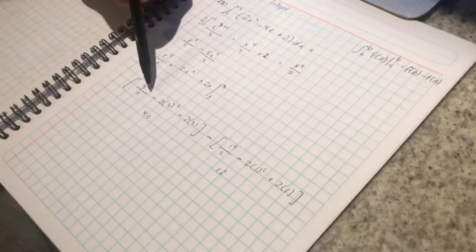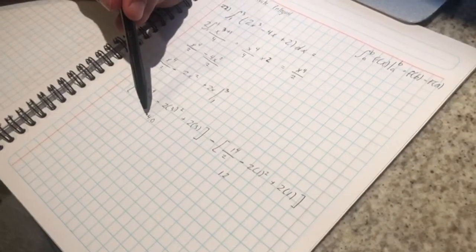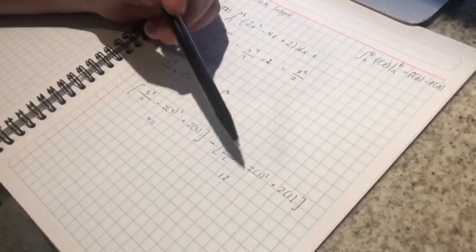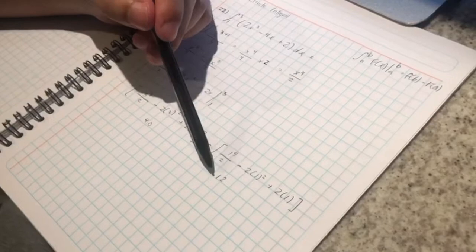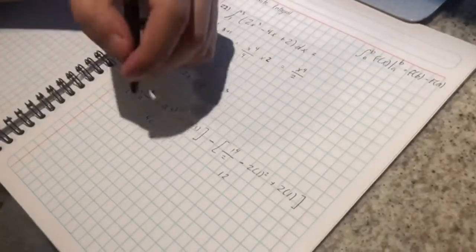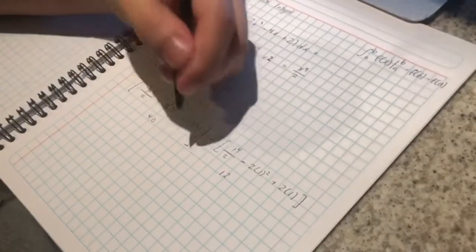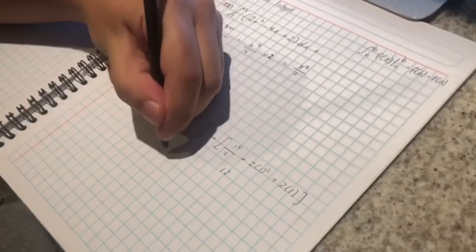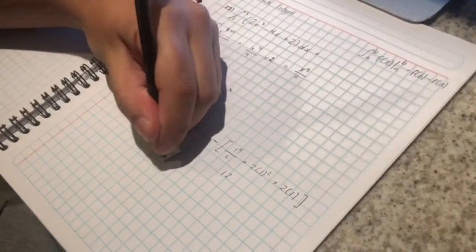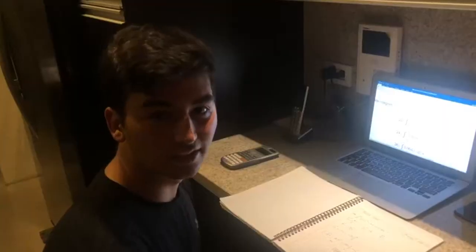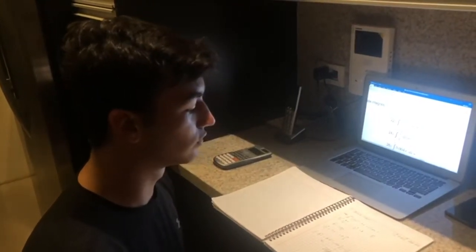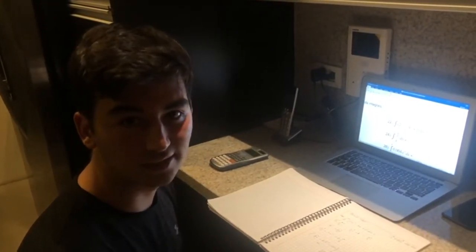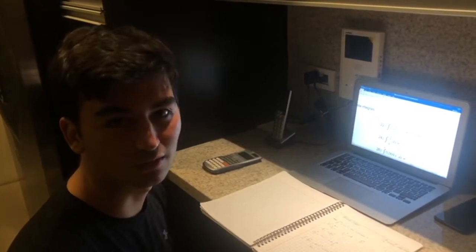In the first parentheses, the result was 40, and in the other parentheses, the result was 12. And in this case it is 40 minus 12, which will become 28, and that is the final answer. Thank you so much. I hope you learned a lot about definite integrals and how to solve the problems. Thank you.